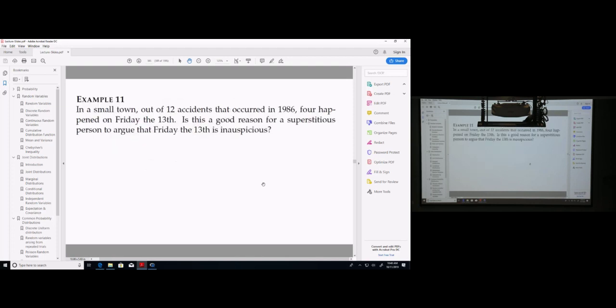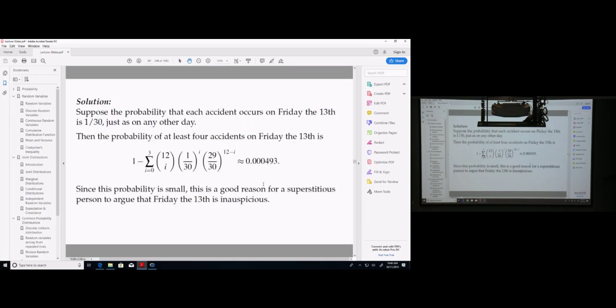So in a small town, out of 12 accidents that occurred in 1986, 4 happened on Friday the 13th. Is that a good reason for superstitious persons to argue that Friday the 13th is not auspicious? Okay, so we can calculate this. Suppose the probability that each accident occurs on Friday the 13th is 1 out of 30. So we assume a 30-day month, all right, and it is the same for any other day.